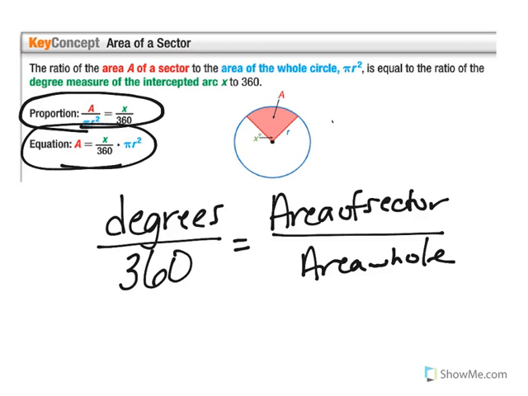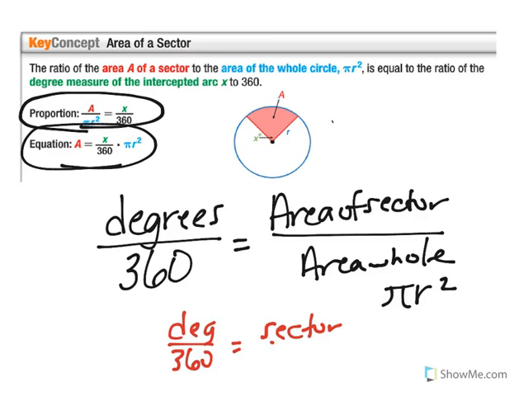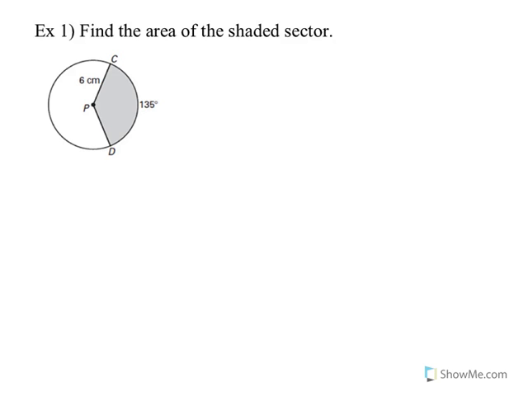Now the whole thing is a circle. So what is the area? Just pi r squared. So the best way, if we want to write this a little bit neater, is degrees over 360 equals sector area all over pi r squared. And we're really just going to figure out the pieces, plug in here, and find the answer.